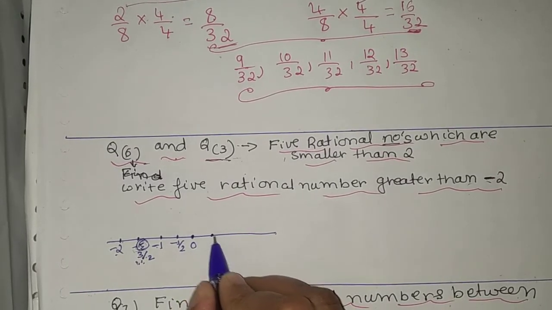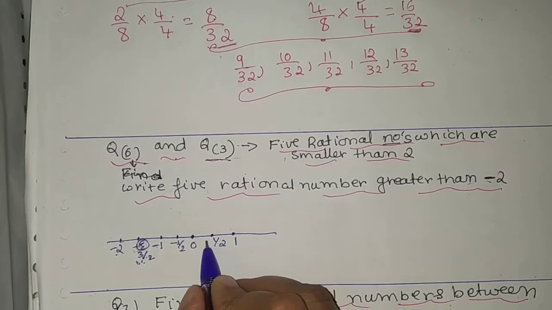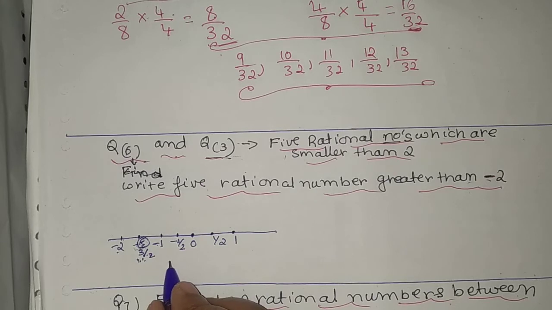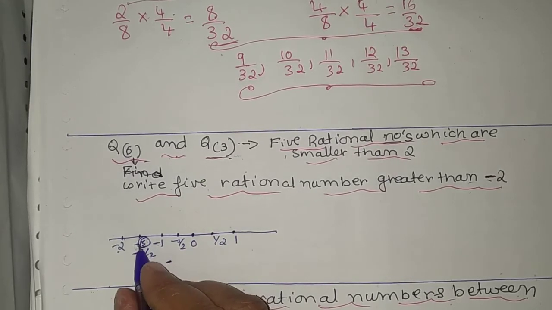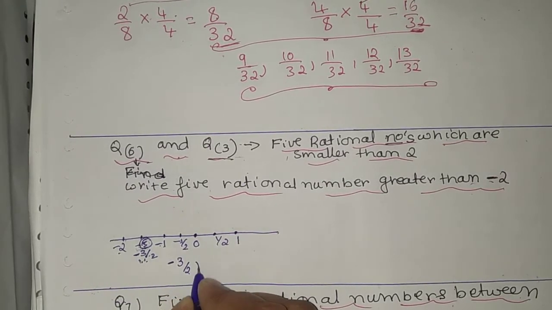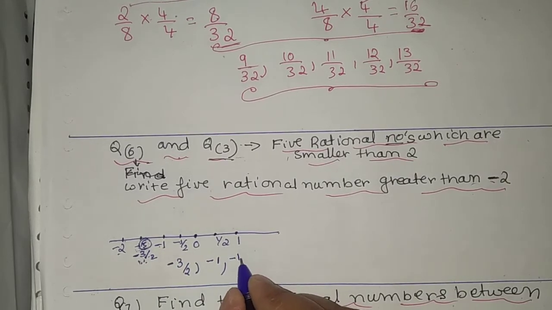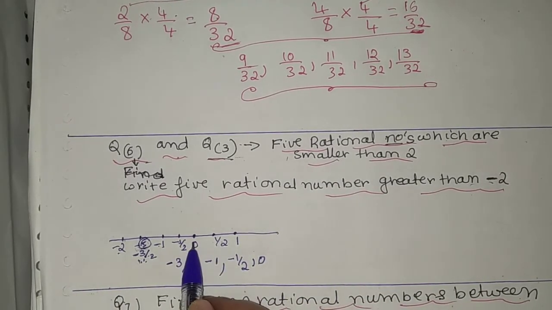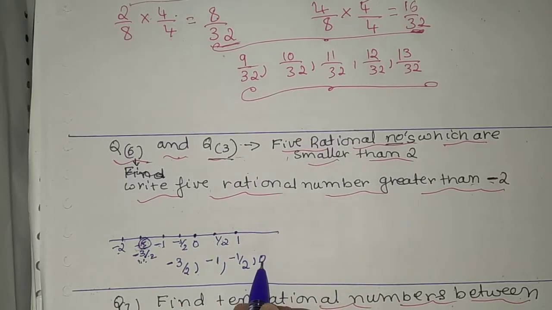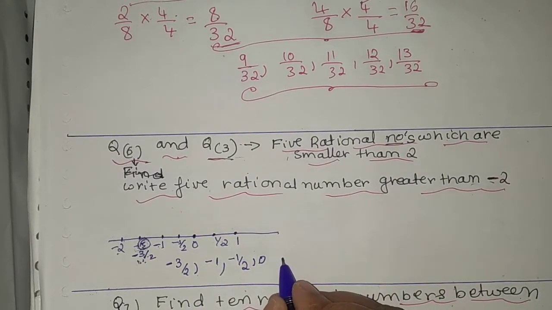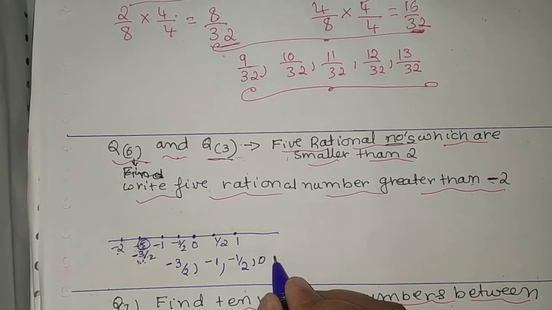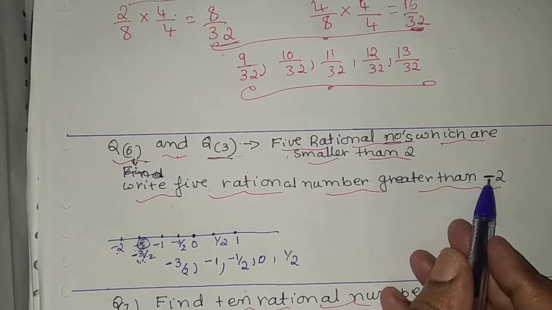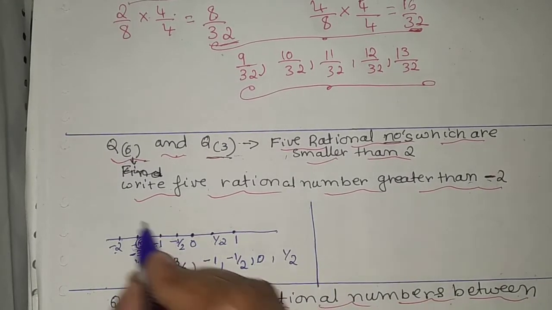Next we move on to this side. Greater than minus 2 means any number, so we start from here. The first number is minus 1.5, which can be written as minus 3 by 2. Next is minus 1, next one is 0. We finished 4 numbers until 0, and 0 is also considered. So these are the 5 rational numbers greater than minus 2. So this is for question 6.